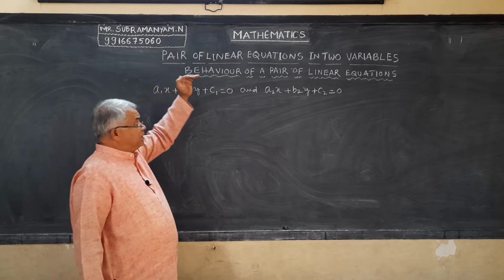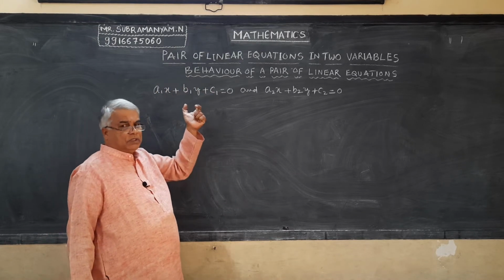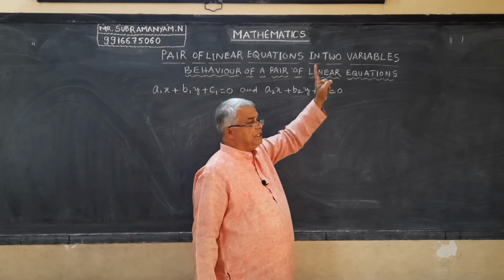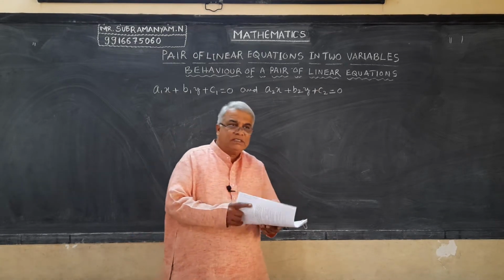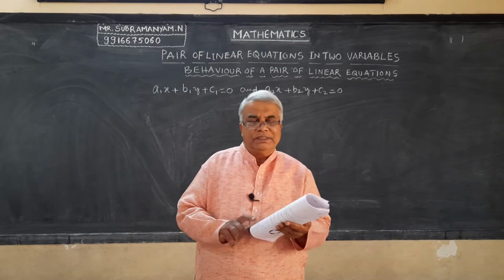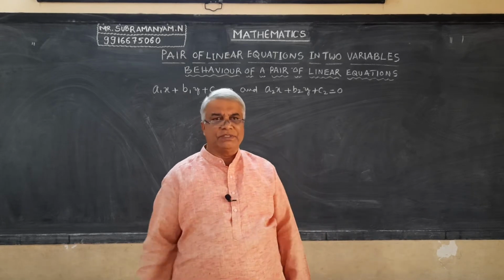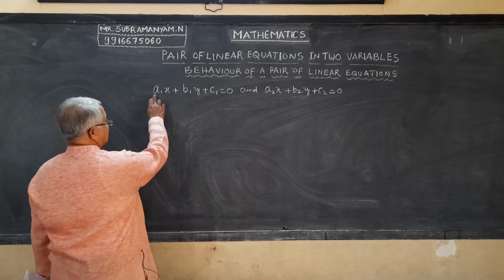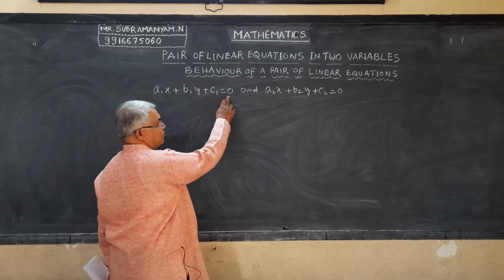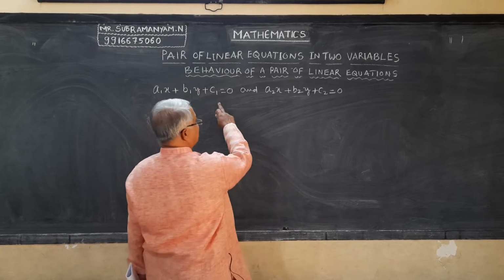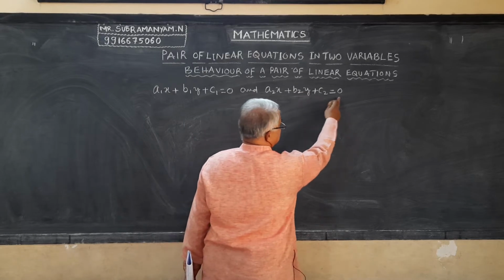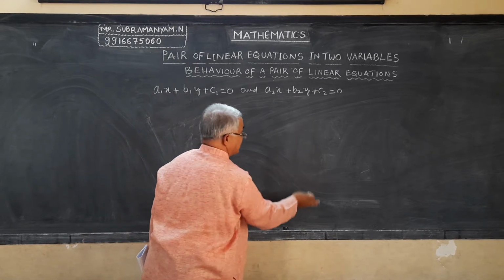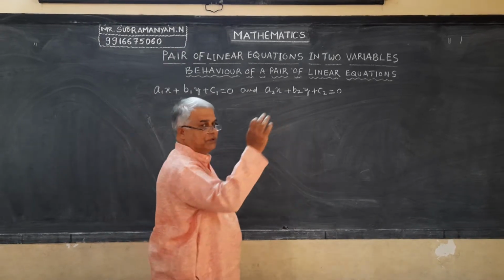Now, in that particular chapter, the topic that we are going to deal today is behavior of a pair of linear equations. Last class we have seen the general form of linear equations and pair of linear equations also. So I have written the general form a1x plus b1y plus c1 equal to 0 as one linear equation, and a2x plus b2y plus c2 equal to 0 as another linear equation. So we have two linear equations, that means a pair of linear equations.